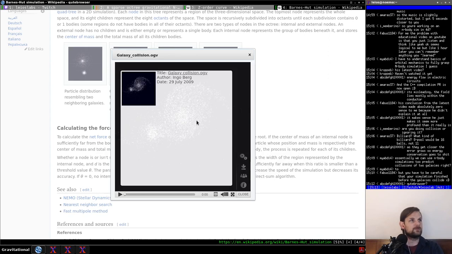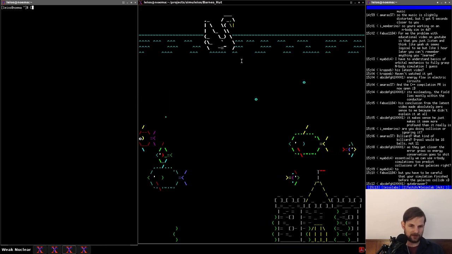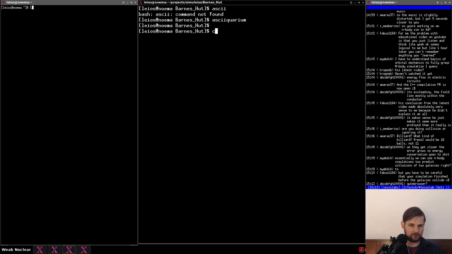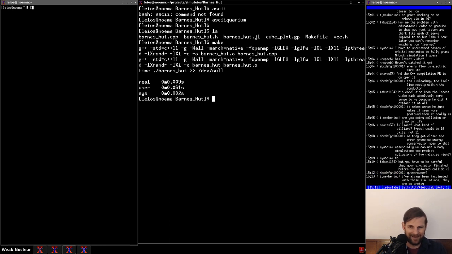Okay, so let's see what we got here. What I'm going to do next is take a look at some of the old code that we had. Let me quit here and do a quick ls. So we have barneshut.h, barneshut.cpp, and a makefile. So if I just make this, I've always been fascinated with these simulations. They're so pretty. I think they're quite cool.